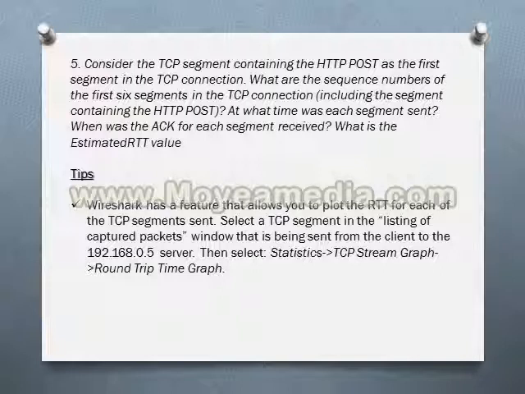Wireshark has a feature that allows you to plot the RTT for each of the TCP segments sent. Select any given TCP segment in the listing of captured packets window that is being sent from the client to the 192.168.0.5 server. Then select Statistics, TCP Stream Graph, Round Trip Time Graph.